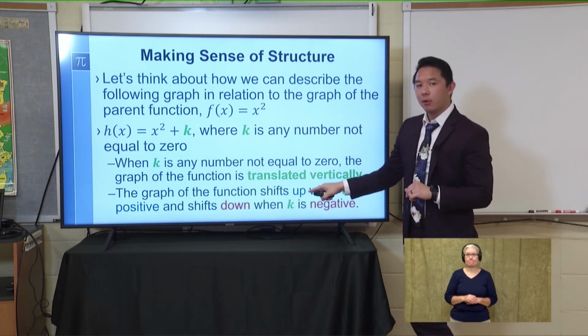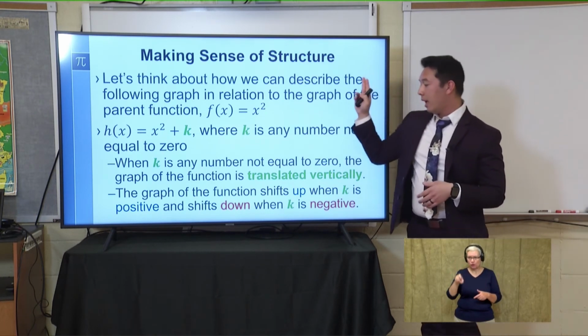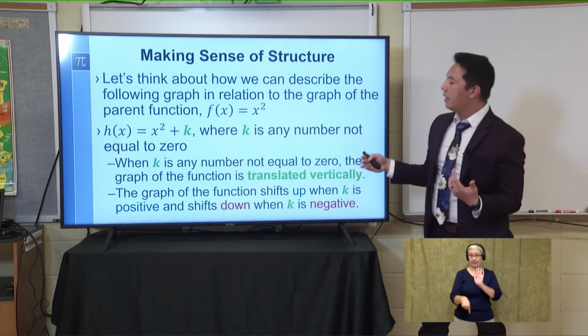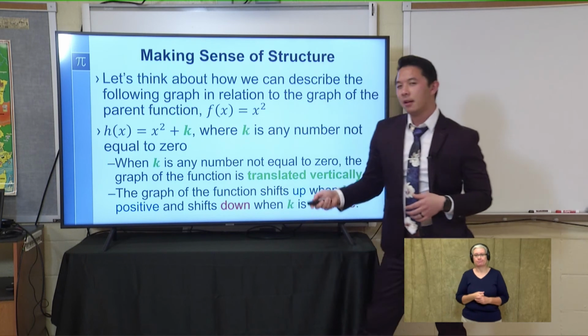And it behaves like we think it would. If the k value is positive, we're going to shift up. And if the k value is negative, we're going to shift down. So it behaves like we think it would whenever k is on the outside of x squared.